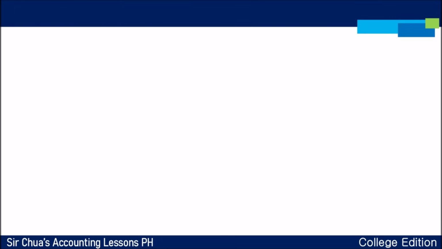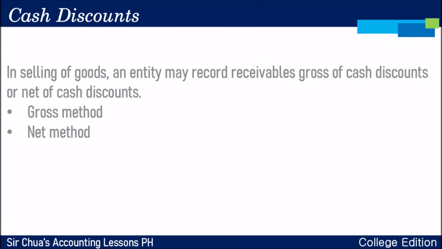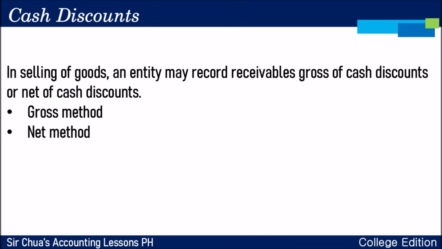Okay? Now, let's talk about cash discounts, most especially for merchandising companies. In selling of goods, an entity may record receivables gross of cash discounts or net of cash discounts. So, ang receivables po natin, pwede natin i-record using the gross method and the net method. Remember po sa inyong merchandising accounting yung mga terms na 2/10, N/30, 5/15, N/60. Ayan, babalik po tayo dyan kasi po affected po ang ating accounts receivable with the cash discounts.